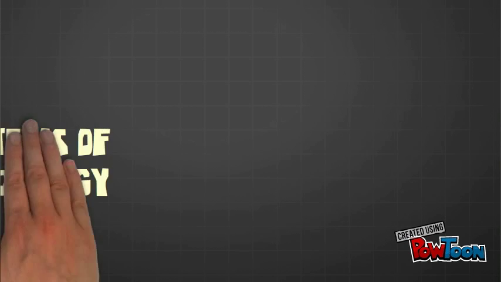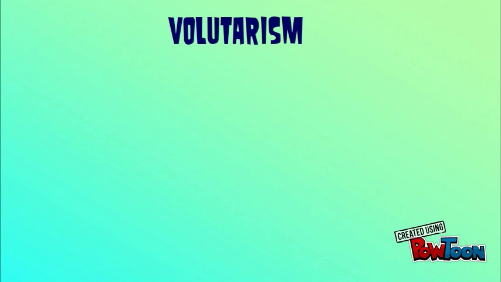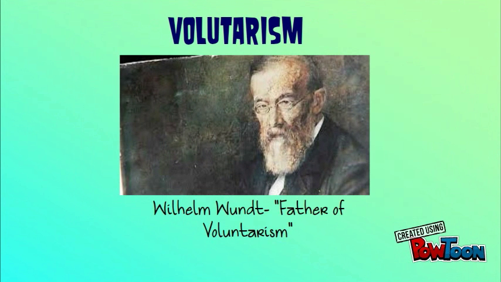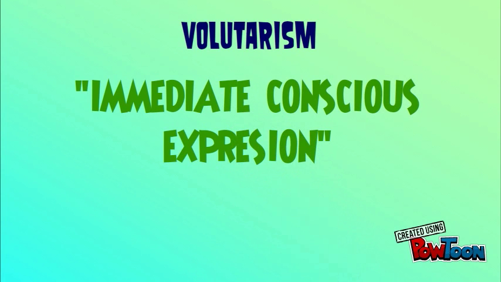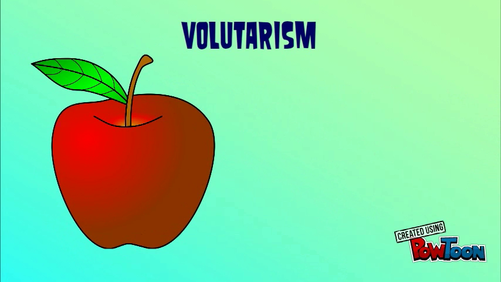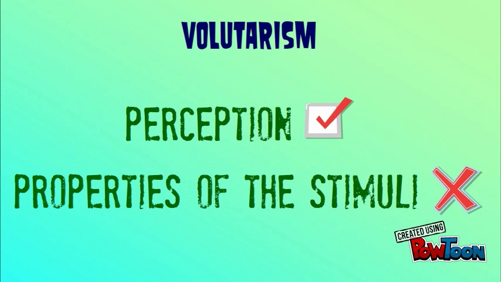Now that you have learned about the history of psychology, let's move on to the major schools of thought in this field of psychology. First, we have voluntarism. Wilhelm Wundt is considered the father of voluntarism. As the name suggests, psychological processes of attention and volition are central to this field. The focus is on immediate conscious experience, like say tasting an apple, rather than reading about tasting an apple. In a laboratory setting, we would focus on the perception rather than the properties of the stimuli.